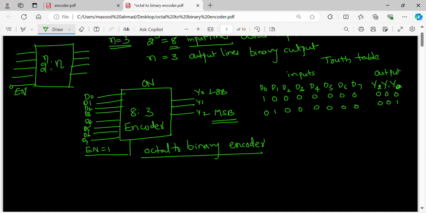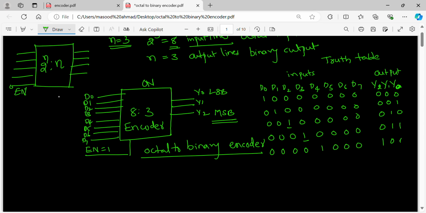Next, when the input is 0, 0, 1, 0, 0, 0, 0, 0, which line is 1? D2 is 1. So your output will be 0, 1, 0, which means 2. Next is 0, 0, 0, 1, 0, 0, 0, 0. Then your output is 0, 1, 1, saying that input line 3 is active. 0, 1, 1 is the value 3. Then for 0, 0, 0, 0, 1, 0, 0, 0, I am going to get 1, 0, 0 because D4 is active. So the output is 4.